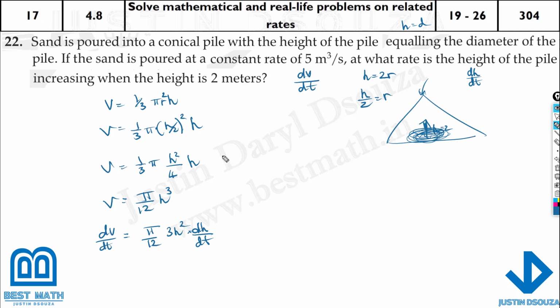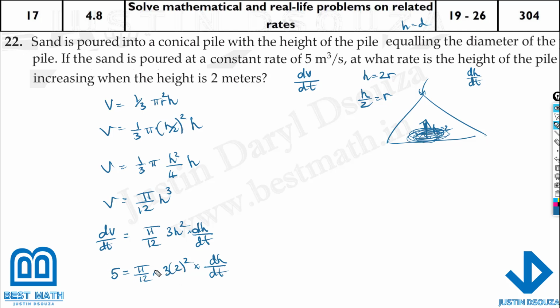Now what do we know? We have to find the rate of change of height, that is dh by dt at 2 meters, and we know what dV is also. So 5 is equal to pi by 12 times 3 into 2 the whole squared into dh by dt, which is unknown. So just put this in the calculator and you can solve it.